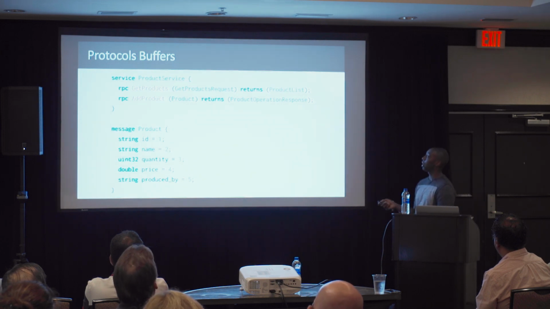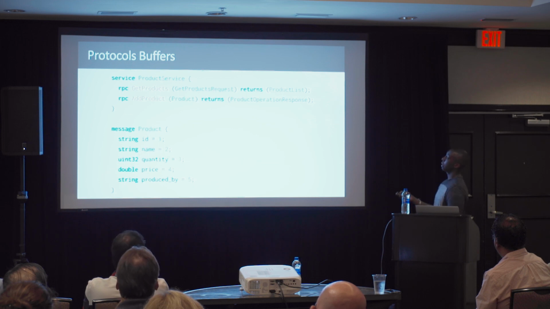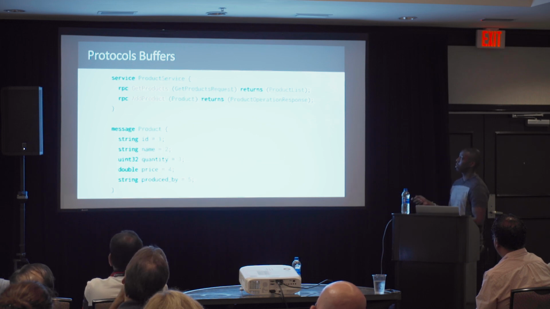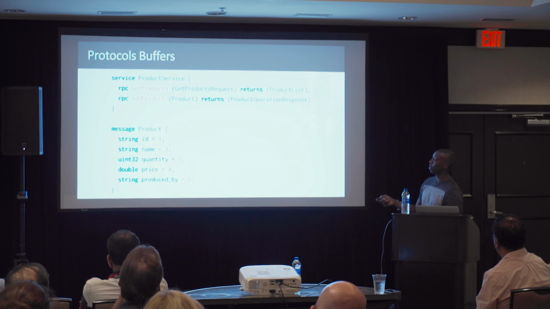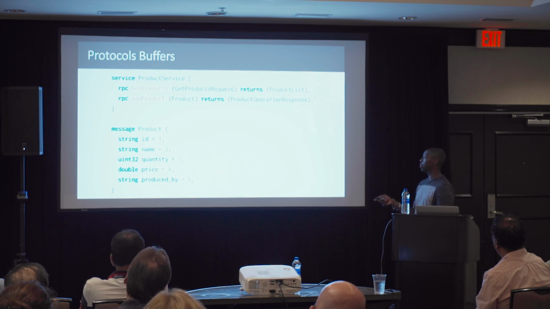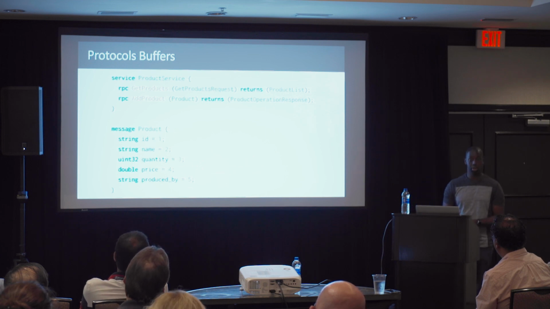So here, I can define my product service. And I'm going to have an RPC method called getProducts. And then you'll see I have the message that it accepts, and then the type that it returns. And then here at the bottom, you notice I have the properties of what my product looks like. Now, if you notice, these are sequential, right? It goes 1, 2, 3, 4, 5 for a reason.